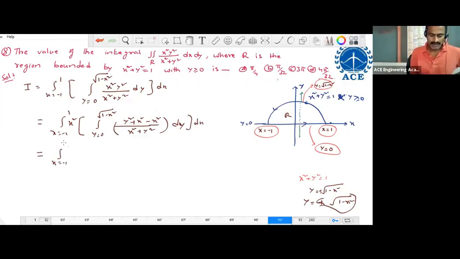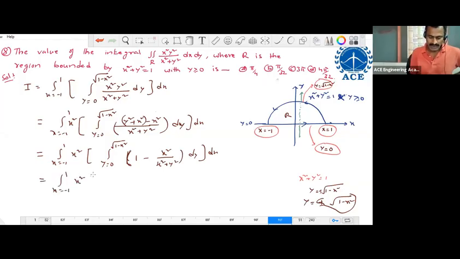Don't write this. Just look at this. I would like to say some point here. I'm writing the y square as y square plus x square minus x square only. So this y square plus x square divided by this is 1 minus x square divided by x square plus y square dy. Now if you integrate this, integral x equal to -1 to +1, x square is constant.